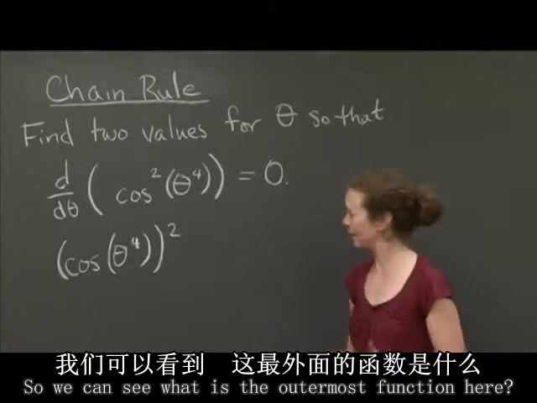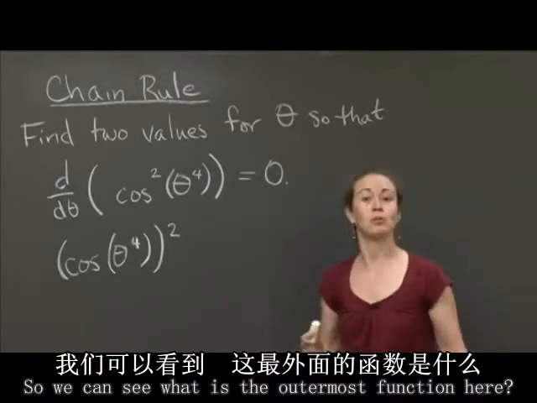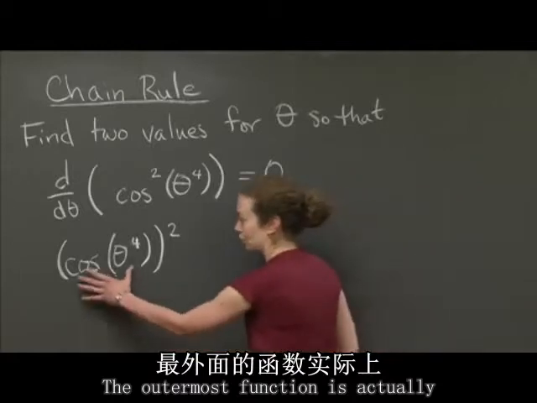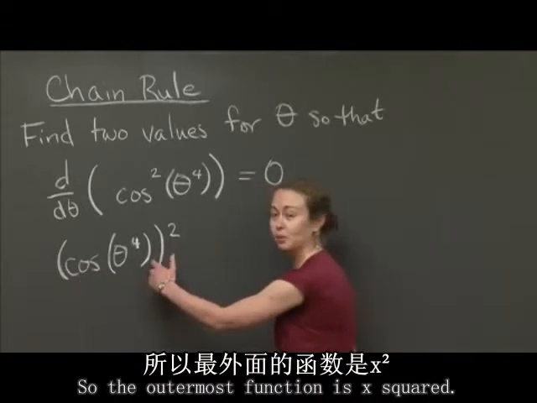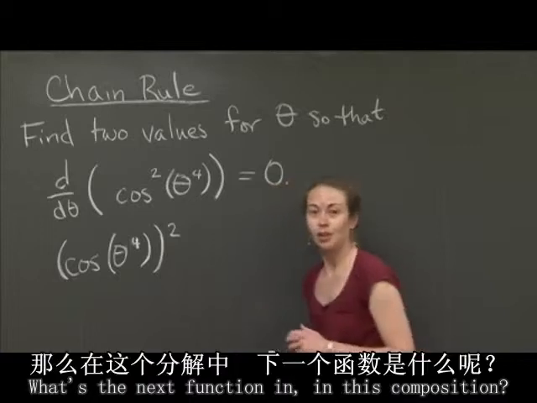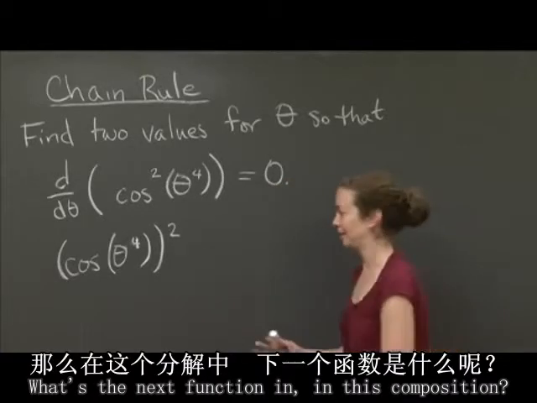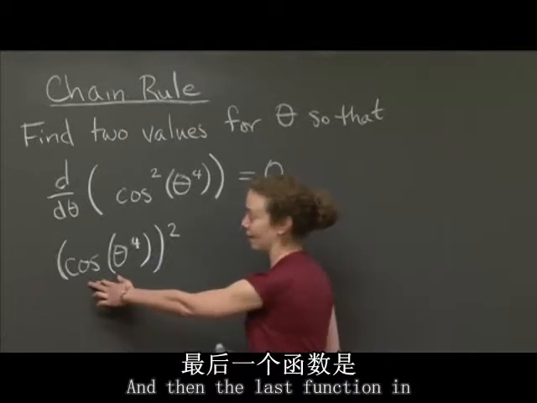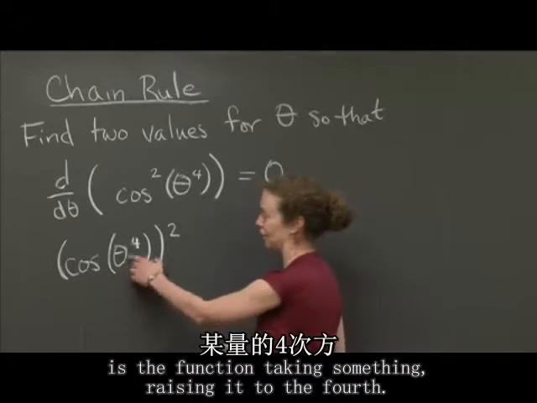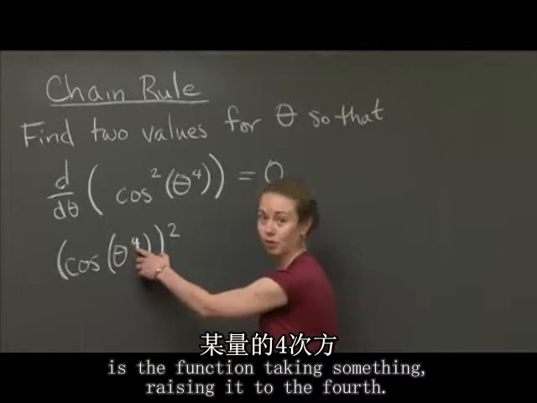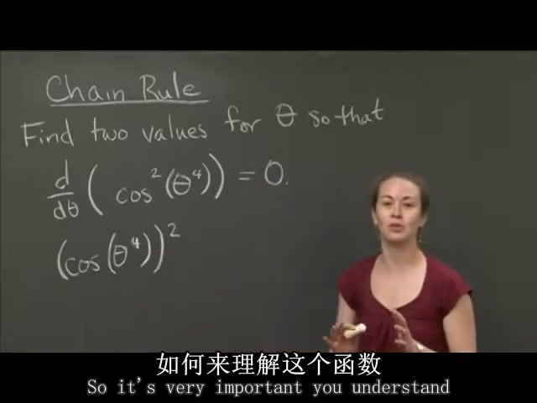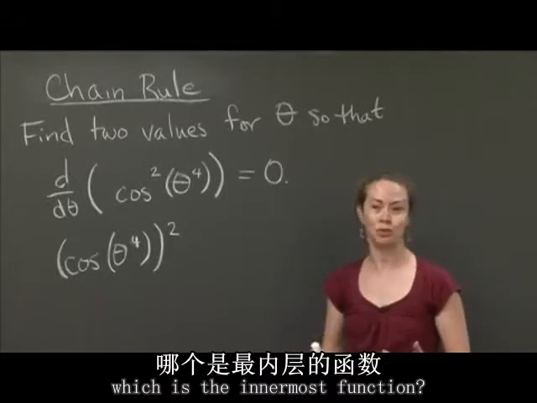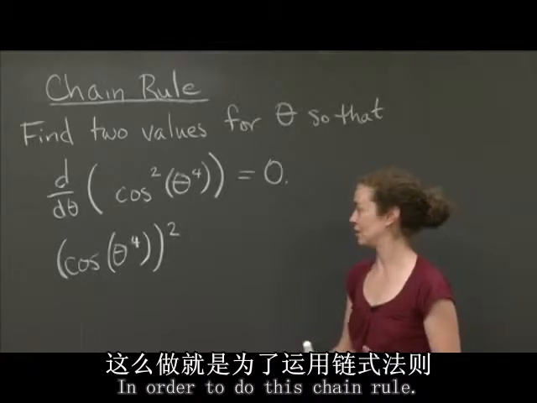OK, so we can see what is the outermost function here. The outermost function is actually the quantity of something squared. So the outermost function is x squared. What's the next function in this composition? The next function in is the cosine function. And then the last function in is the function taking something, raising it to the fourth. So it's very important you understand the composition, which is the outermost function, which is the innermost function, in order to do this chain rule.